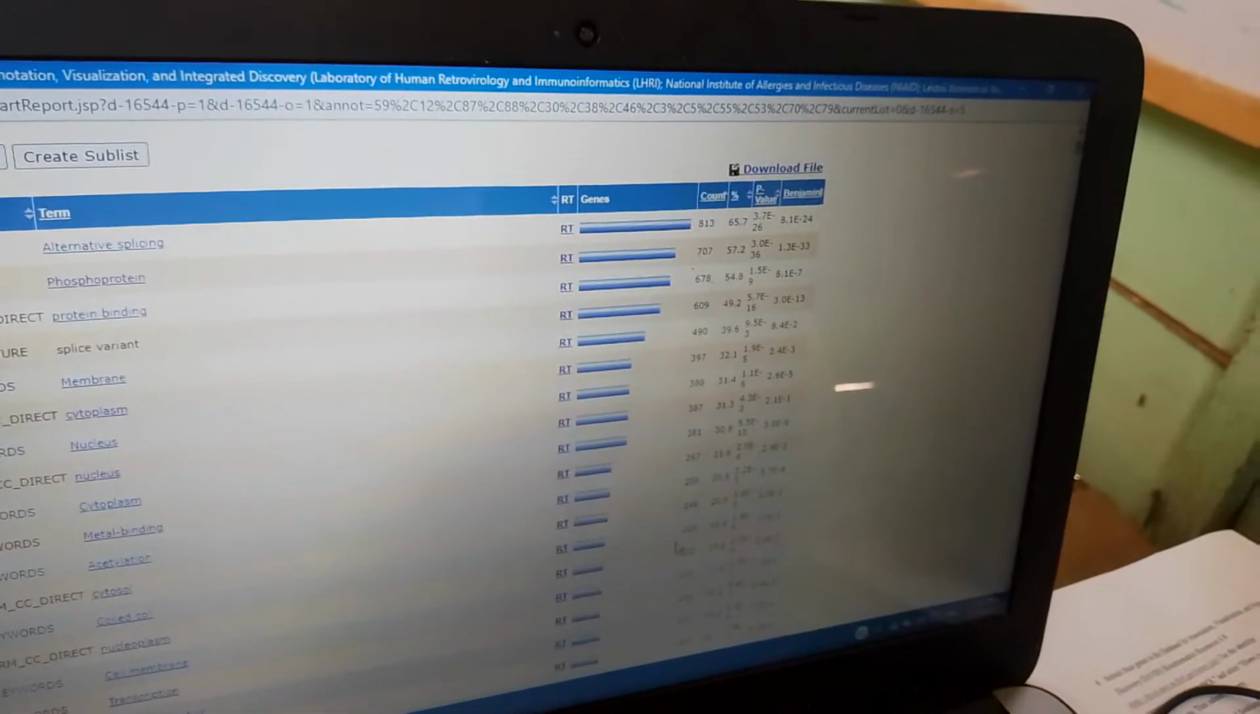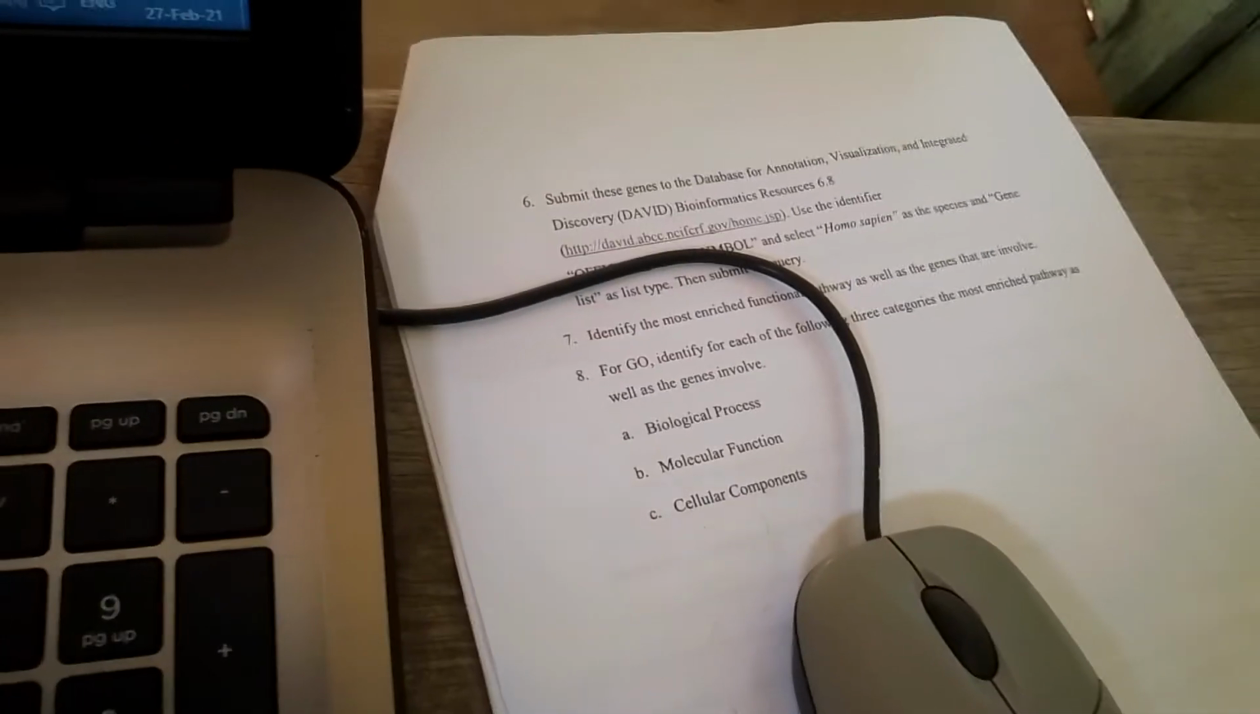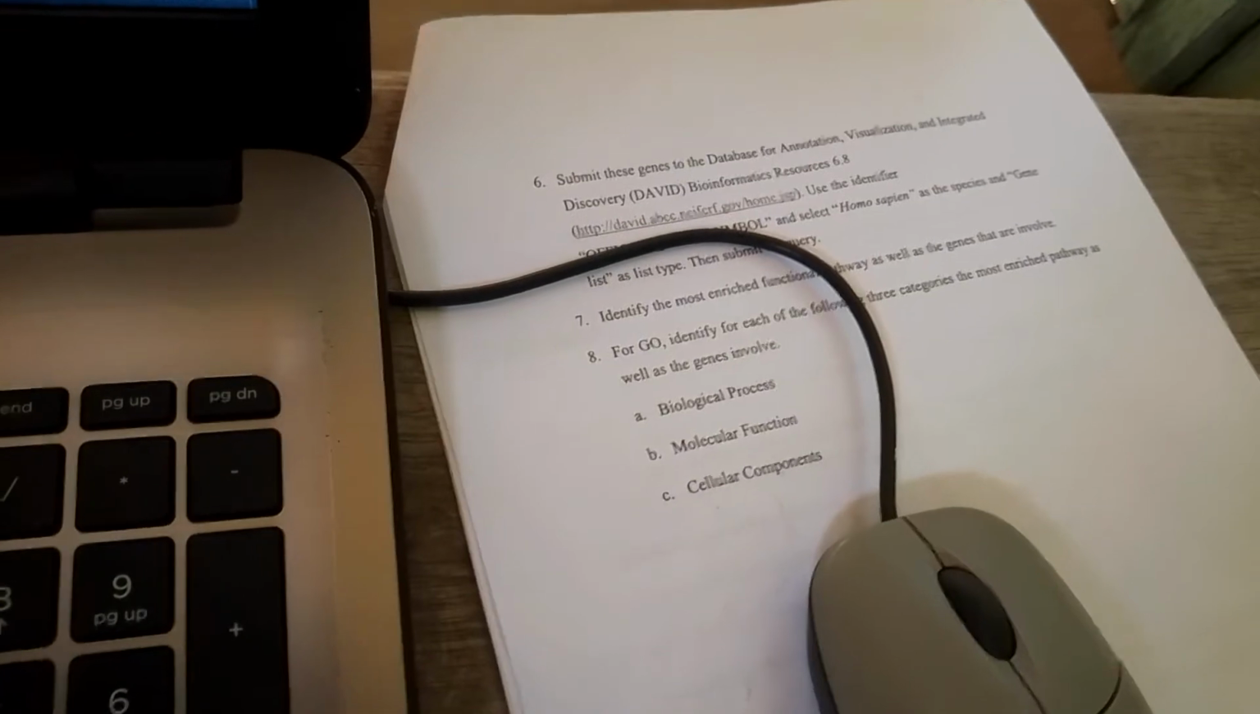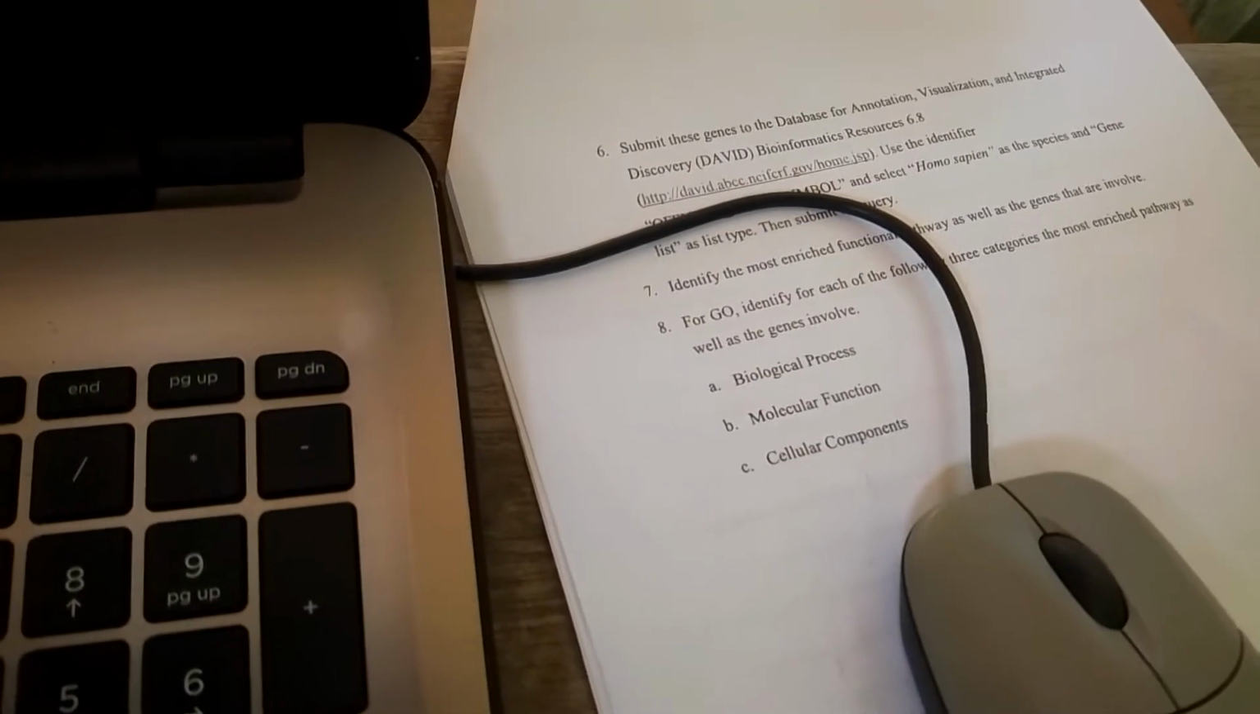Now, question 8 says, for the gene ontology, GO means gene ontology, identify for each of the following 3 categories the most enriched pathway as well as the genes involved. Okay, the first one is biological process.